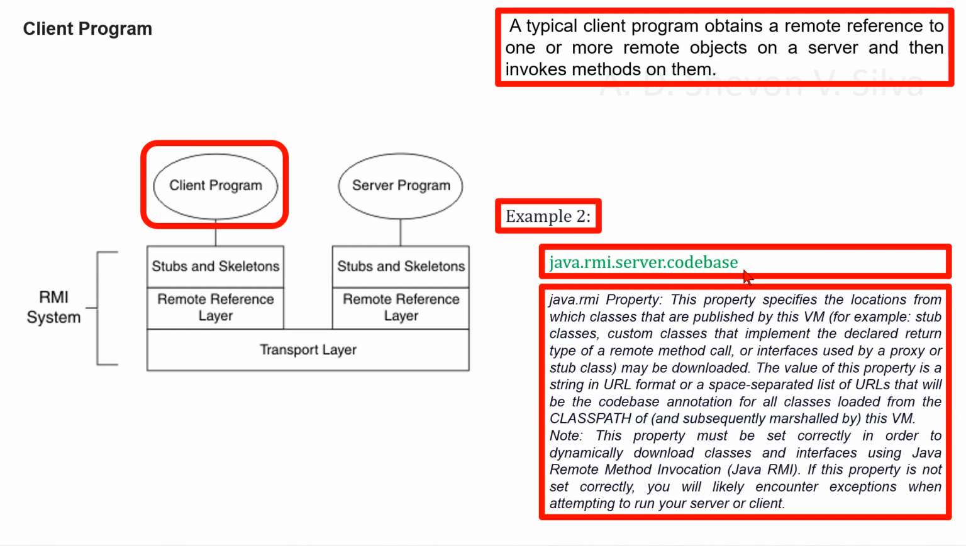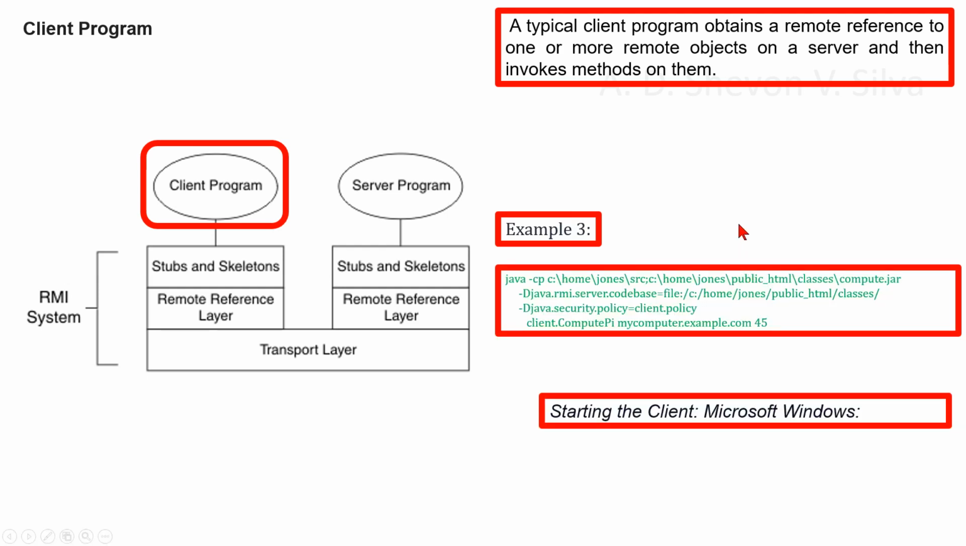Note, this property must be set correctly in order to dynamically download classes and interfaces using Java Remote Method Invocation, Java RMI. If this property is not set correctly, you will likely encounter exceptions when attempting to run your server or client.